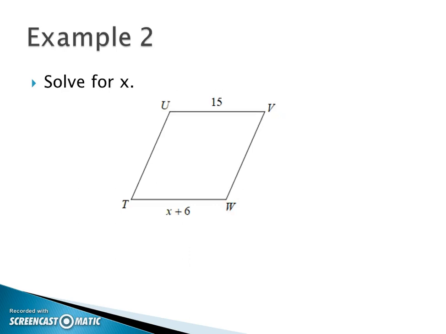For example 2, we're solving for x this time. We know that opposite sides are congruent. That means their measures are equal. So we set x plus 6 equal to 15. Subtract 6, we get x equals 9.